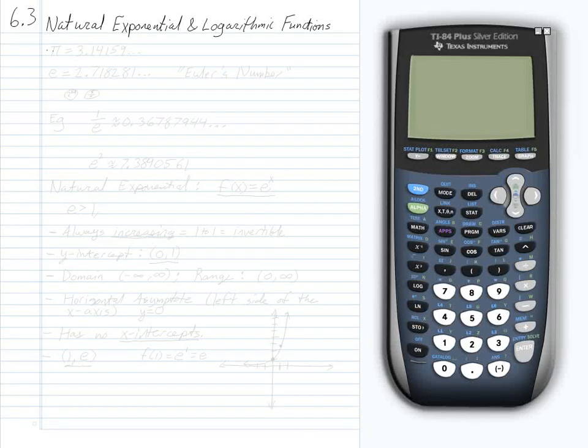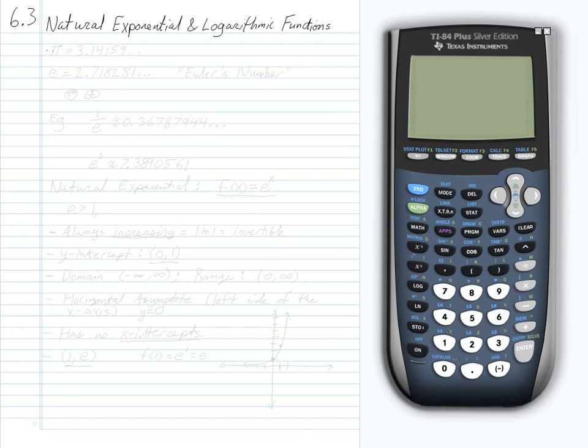Welcome to section 6.3, Natural, Exponential, and Logarithmic Functions. In this section we're going to be looking at a very specific exponential function and logarithmic function with one particular base.